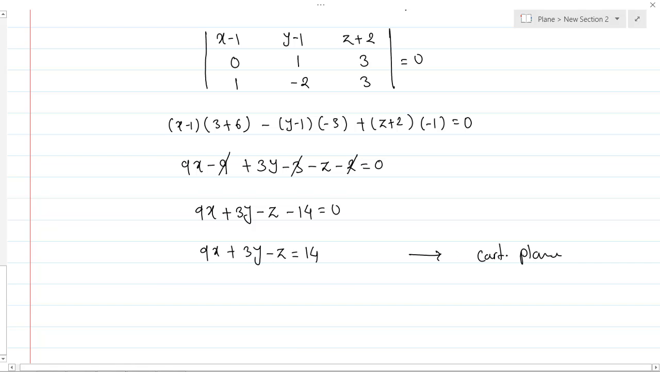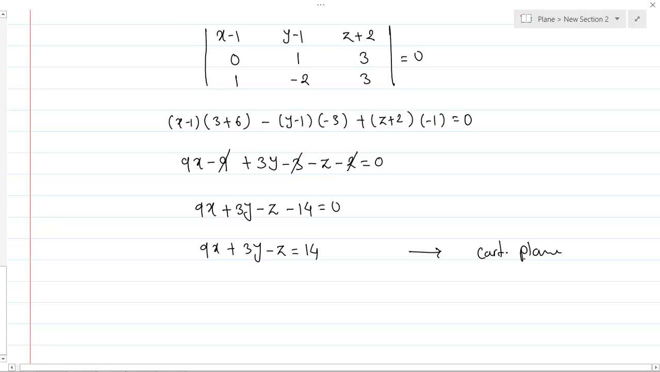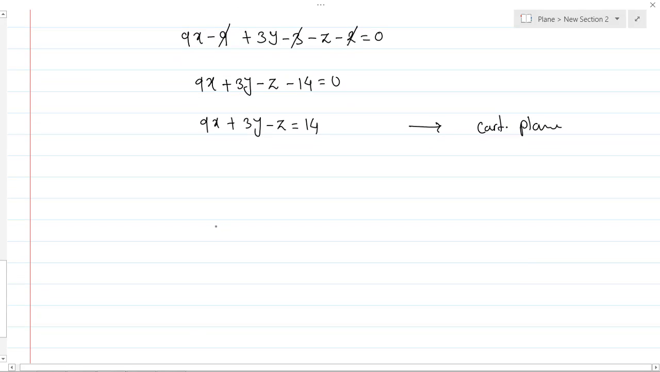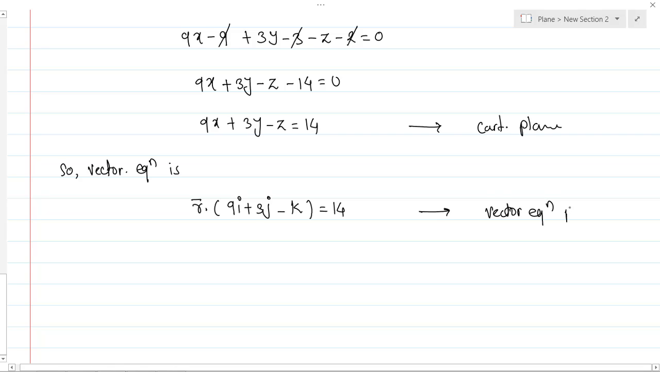But what we want is the vector equation. So how will you find the vector equation? It's very simple. Replace x, y, z by i, j, k and give the r bar dot. So the vector equation is r bar dot (9i plus 3j minus k) equals 14. That's it. This is the required vector equation of the plane.